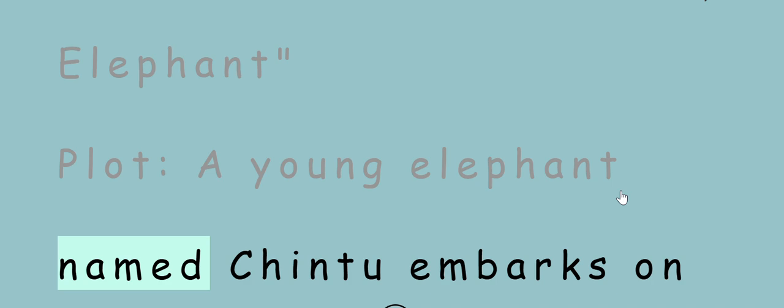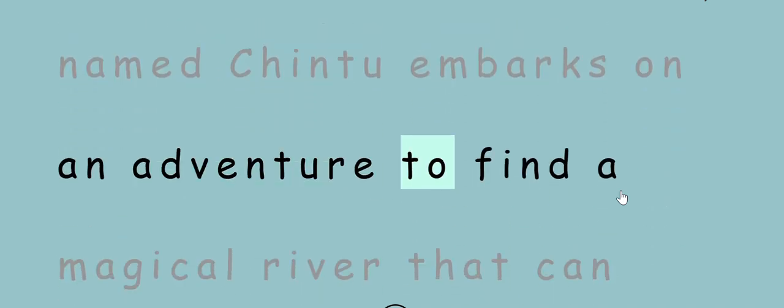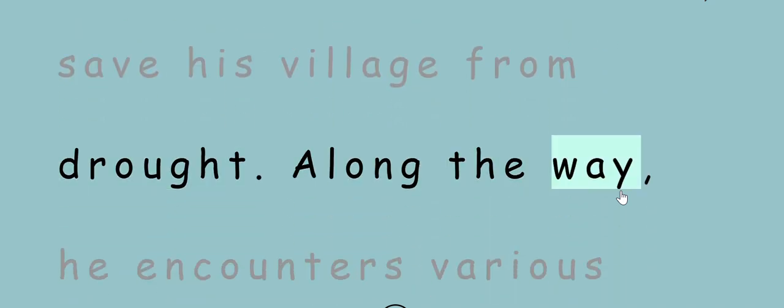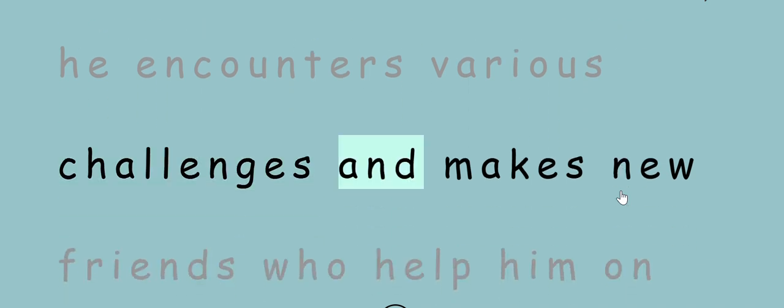Plot: a young elephant named Chintu embarks on an adventure to find a magical river that can save his village from drought. Along the way, he encounters various challenges and makes new friends who help him on his journey.